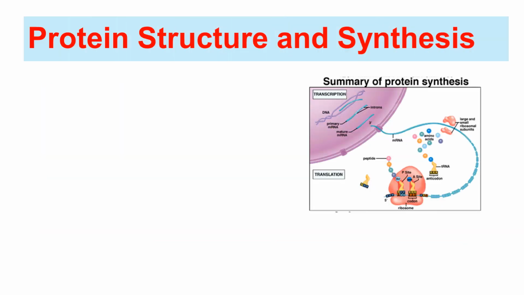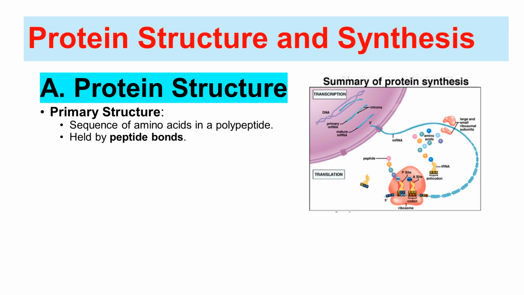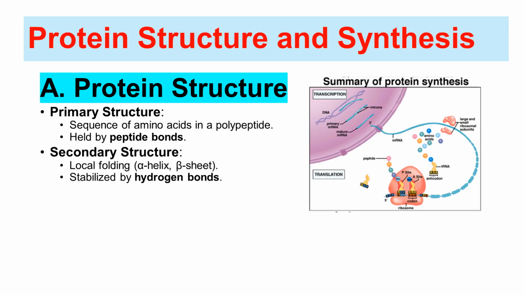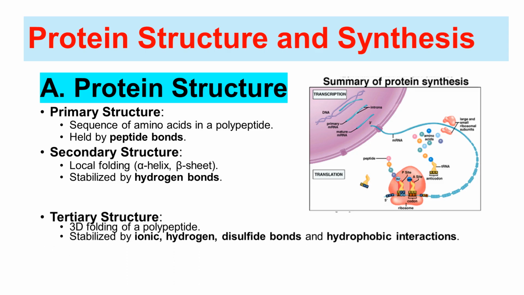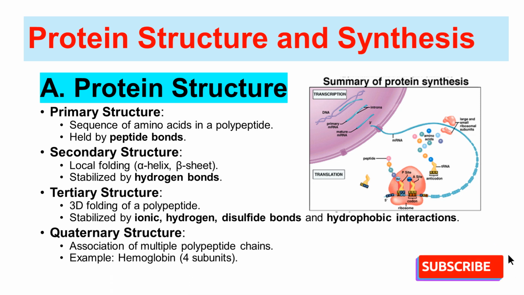4. Protein structure and synthesis. A. Protein structure. Primary structure: sequence of amino acids in a polypeptide, held by peptide bonds. Secondary structure: local folding, alpha helix, beta sheet, stabilized by hydrogen bonds. Tertiary structure: 3D folding of a polypeptide, stabilized by ionic, hydrogen, disulfide bonds and hydrophobic interactions. Quaternary structure: association of multiple polypeptide chains.